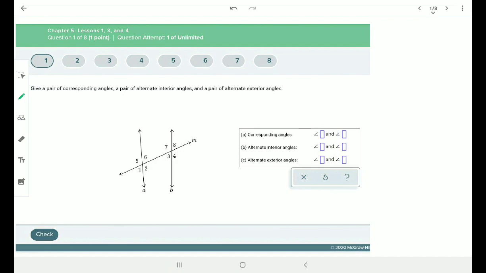So with question 1, I'm going to work through each question to kind of give you an idea of what to look for. Question 1, you're looking for the corresponding, alternate interior, and alternate exterior angles. You're trying to find a set of each.